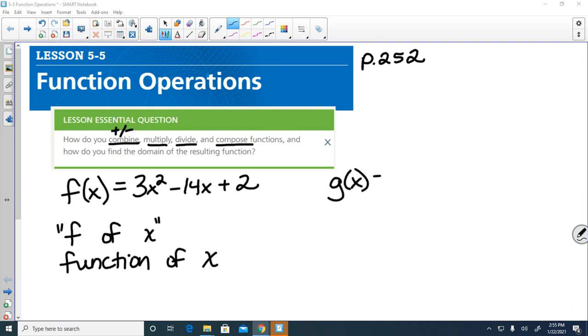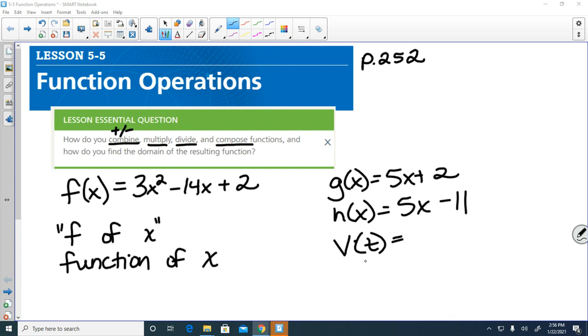g of x equals 5x plus 2 means that the name of the formula is g, but it's in terms of x so that you see x's in the formula. So we can call a function whatever letter we want. I could say h of x would be 5x minus 11. I don't even have to use x. I could use v of t. That would mean my formula is named v, but when I write the formula, you'll see t as my variable. So like 5t squared plus 17t minus 12. So that's what that notation means.